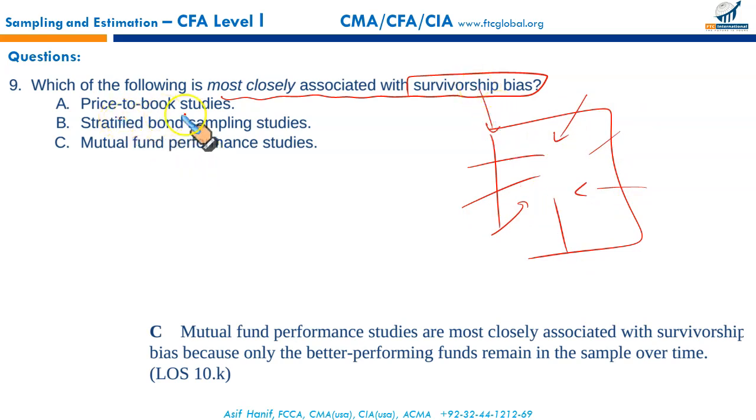So price to book ratio, this would mean it is look-ahead bias. This is the one we're talking about: mutual fund performance studies, where certain mutual funds may have closed over the period. So you're just taking those that are surviving. So this is what will result in survivorship bias. So gentlemen, that gives C to be the correct option, and that also ends your reading.